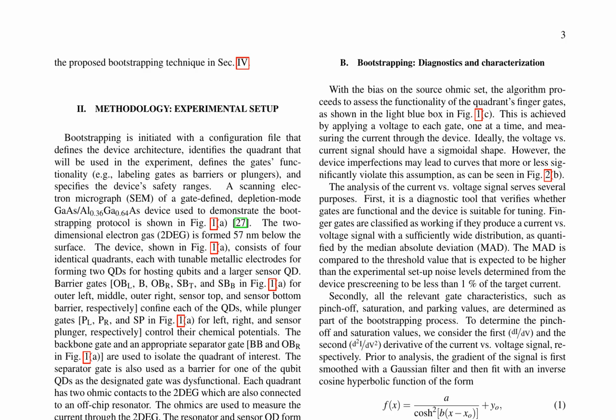The proposed bootstrapping technique is initiated with a configuration file that defines the device architecture, identifies the quadrant to be used, and specifies the gate's functionality. A scanning electron micrograph of a gate-defined, depletion mode gallium arsenide, Al0.36Ga0.64As device is used to demonstrate the bootstrapping protocol.